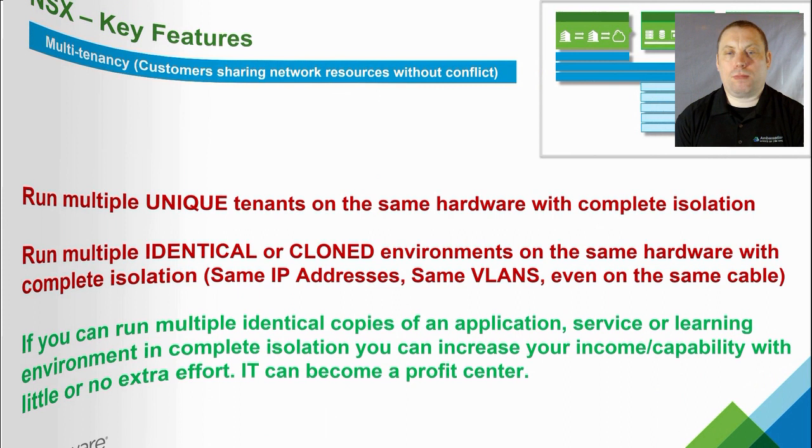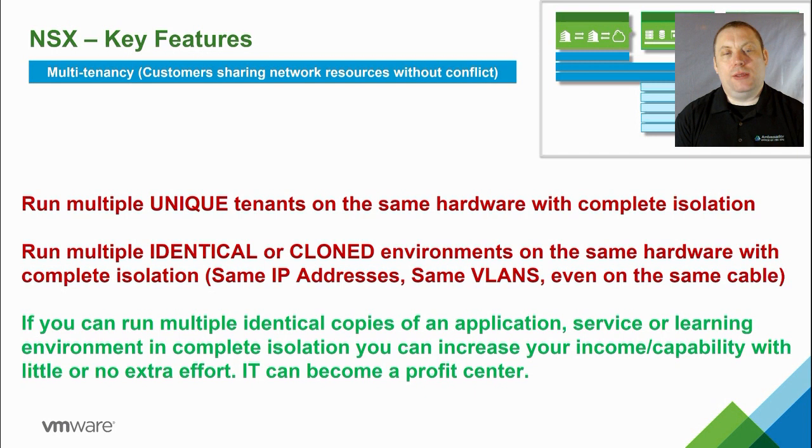So multi-tenancy, I've talked about this in another video, but this is the ability to run multiple tenants or multiple companies, business units, customers, whatever you want to call them, on the same physical hardware, but with complete isolation from each other. And when I say complete isolation, each individual customer or organization can actually have identical IP addresses and VLANs without conflicting with each other, something that would be physically impossible in the normal world.